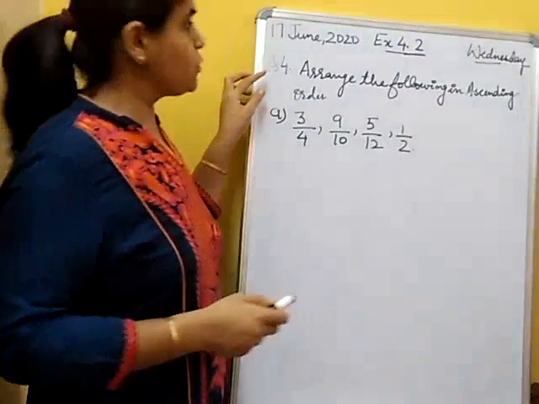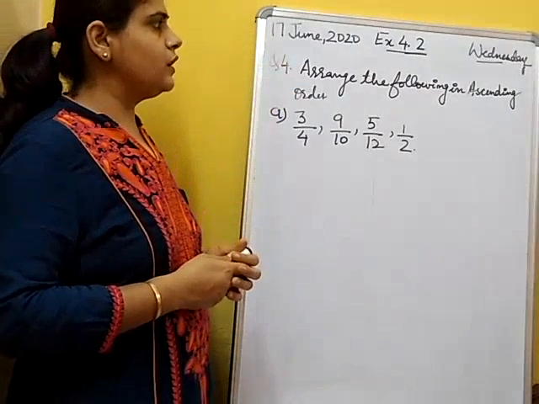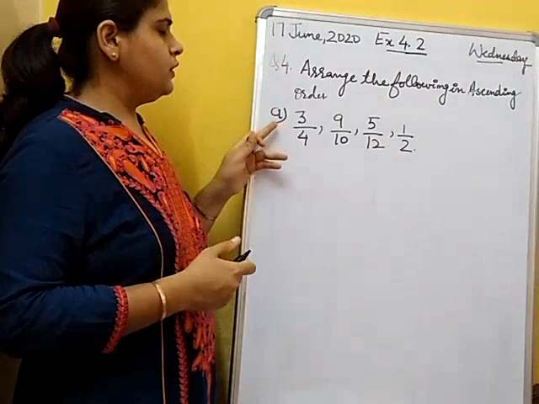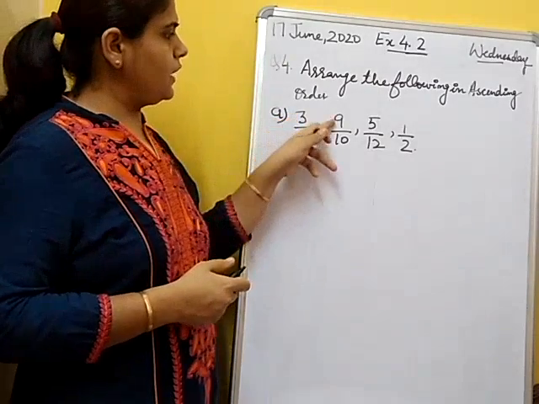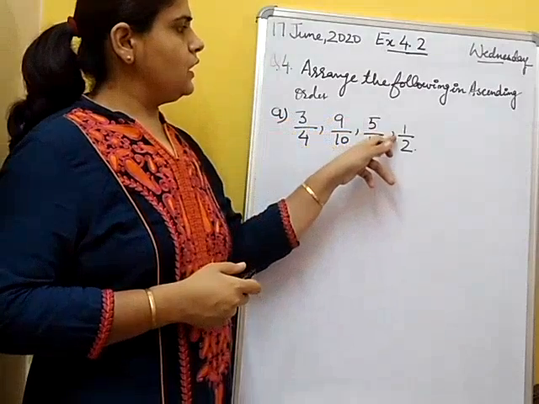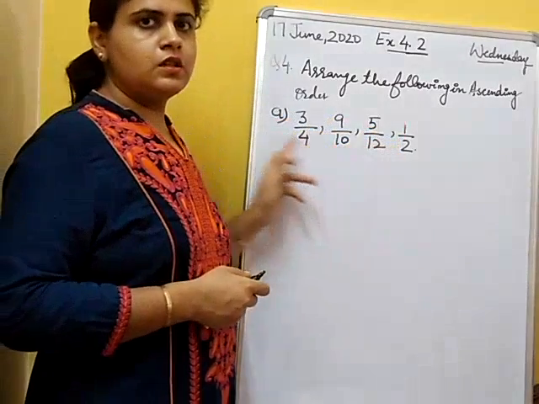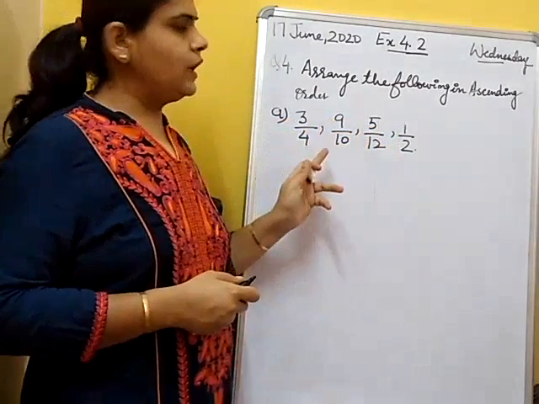Now, students, question number 4. Arrange the following in ascending order. The fractions which are given are 3 by 4, 9 by 10, 5 by 12 and 1 by 2. These all are unlike fractions.